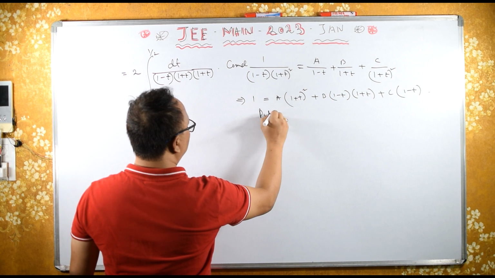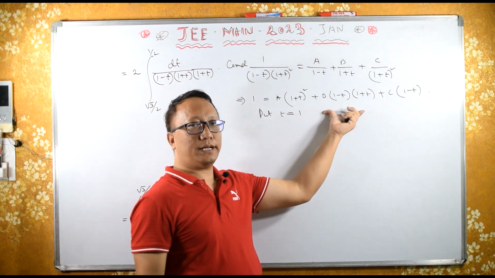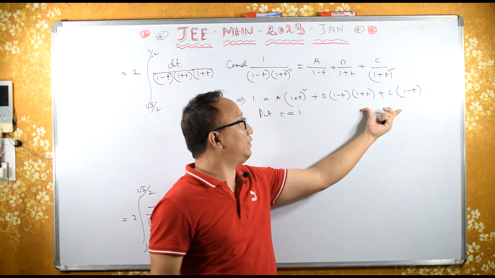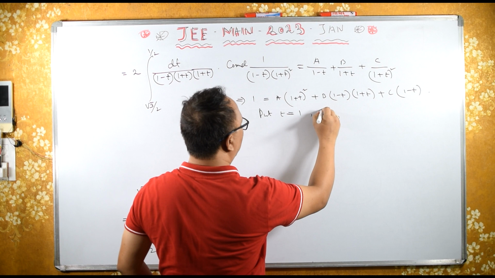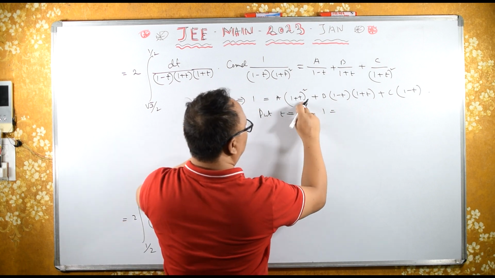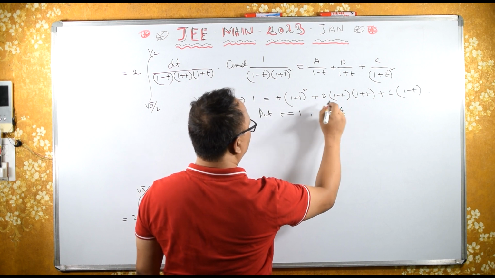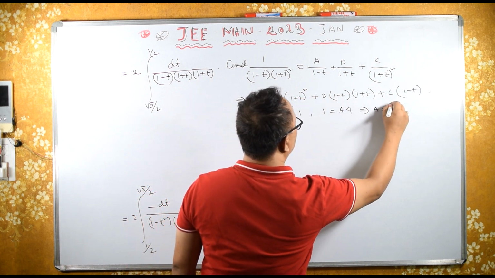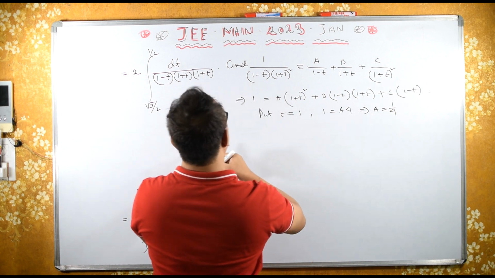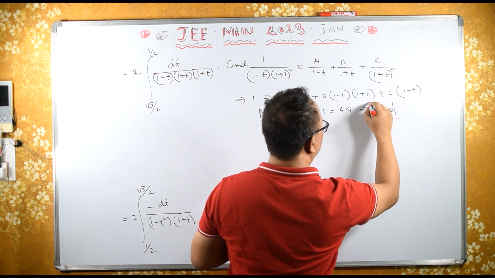Now let's substitute t equals 1. When t equals 1, this term as well as this term will get 0. So I will get the value of a here. Therefore 1 equals, substituting t equals 1, 1 plus 1 is 2, here 2 square is 4. This implies a equals 1 by 4. So we have a equals 1 by 4.